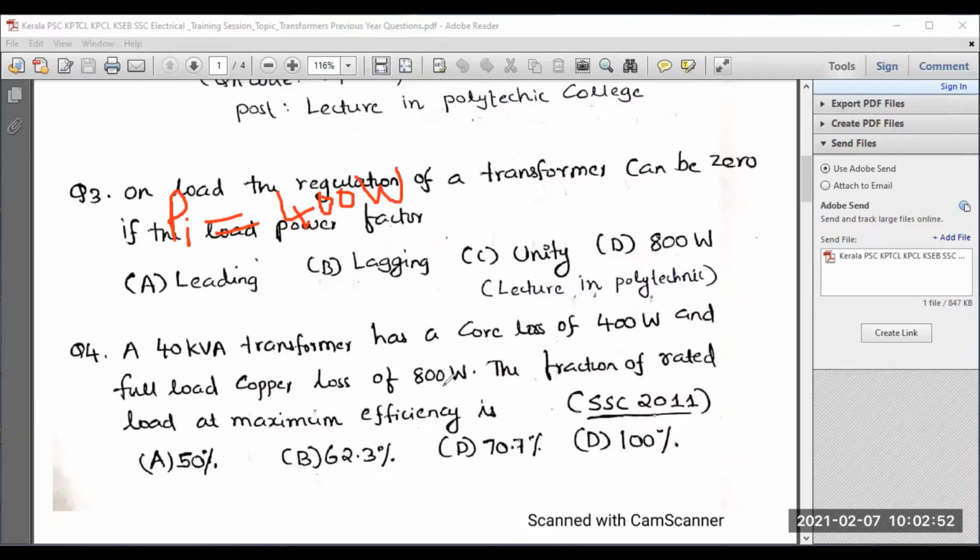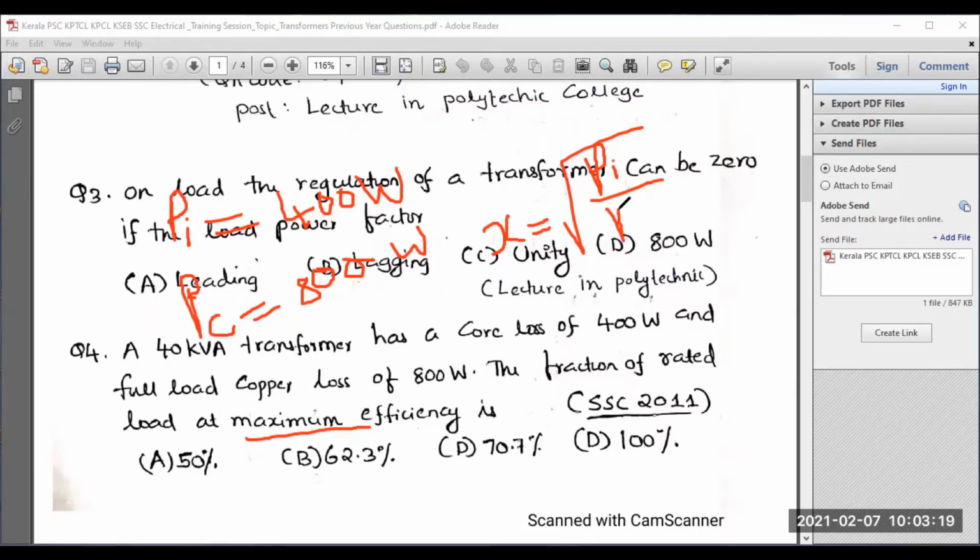And full load copper loss of 800 watts. Let me call it PC. PC is equal to how much? 800 watts. Okay. The fraction of rated load at the maximum efficiency. I already explained the formula. What is the formula? The fraction of rated load at the maximum efficiency is given by the ratio of how much? PI upon PC. Let me write the formula: square root of PI divided by PC, where PI means core loss.